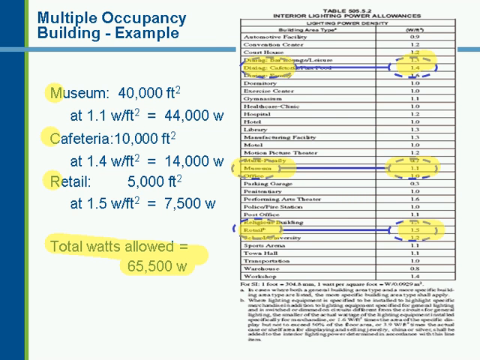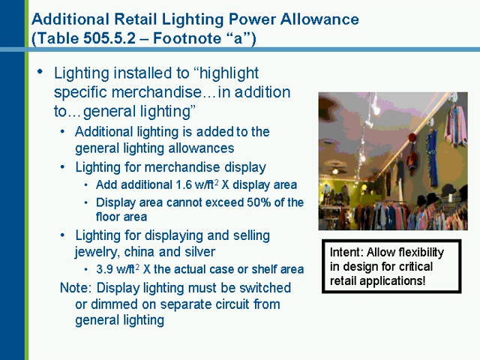Now, there is an additional lighting power allowance, which is a footnote in that table, which is the one that was retained in the 2006 IECC, and that's for retail. The intent here, of course, is to allow flexibility for designing critical retail applications. As everyone knows, lighting is very important to the sales of merchandise, and so there need to be special accommodations made for specific highlighting of merchandise in addition to overhead lighting.